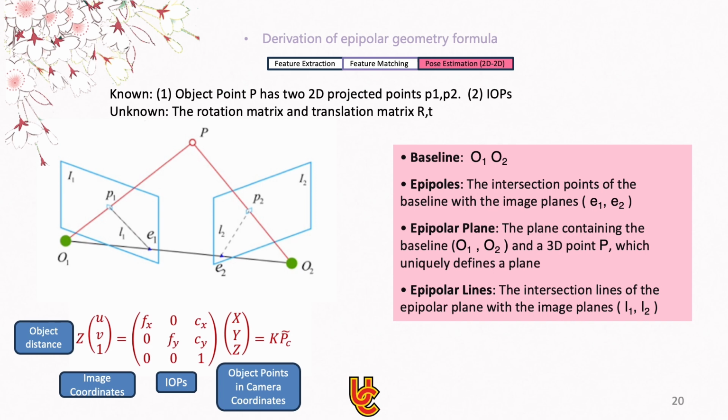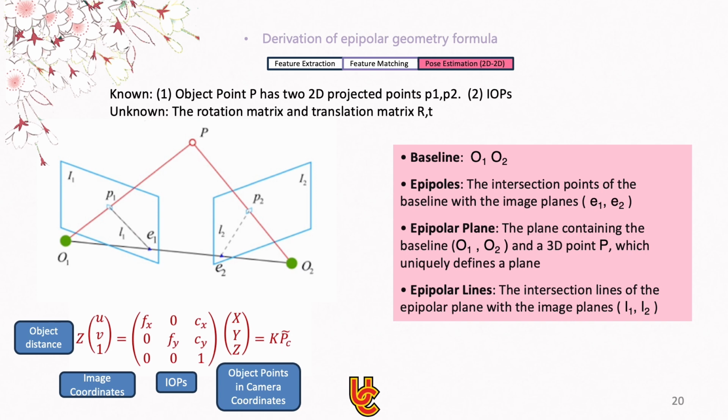There are some concepts I want to illustrate here. First, the baseline. The baseline is the distance between the two cameras, O1 and O2. And the epipoles. The epipoles are the intersection points of the baseline with the image planes. And the epipolar plane. The plane contains the baseline O1, O2, and the 3D point P, which uniquely defines the plane. And the epipolar lines are the intersection lines of the epipolar plane with the image planes.